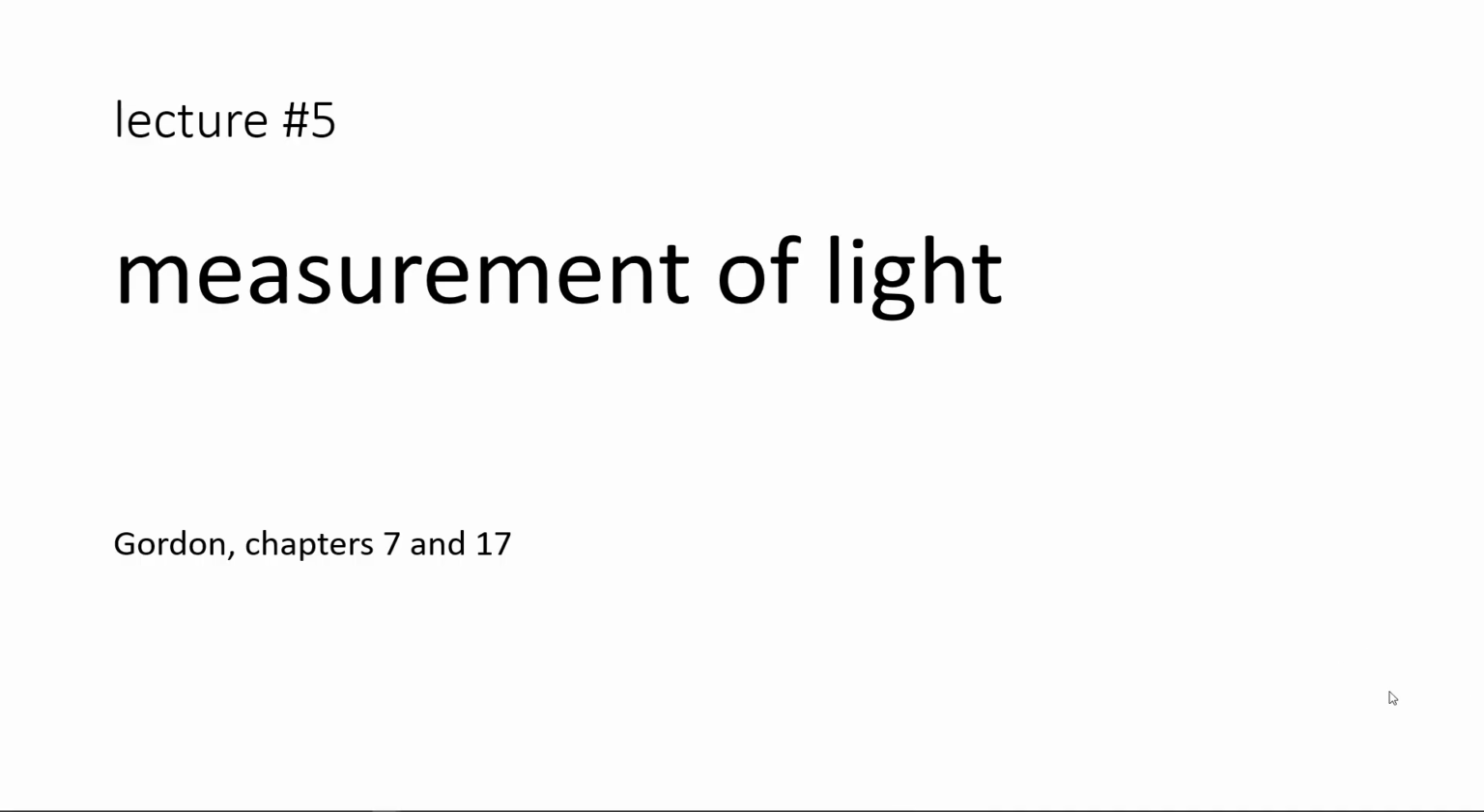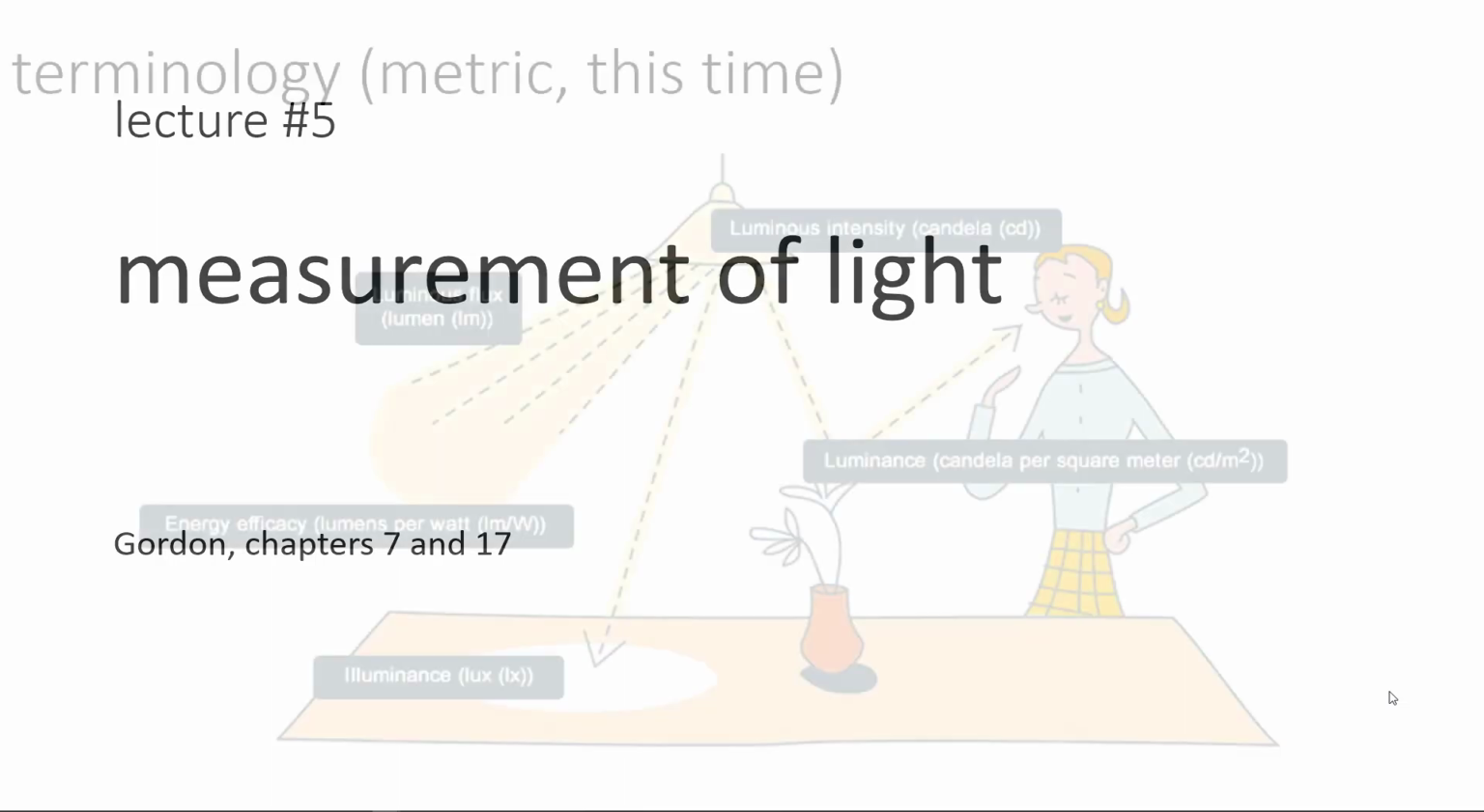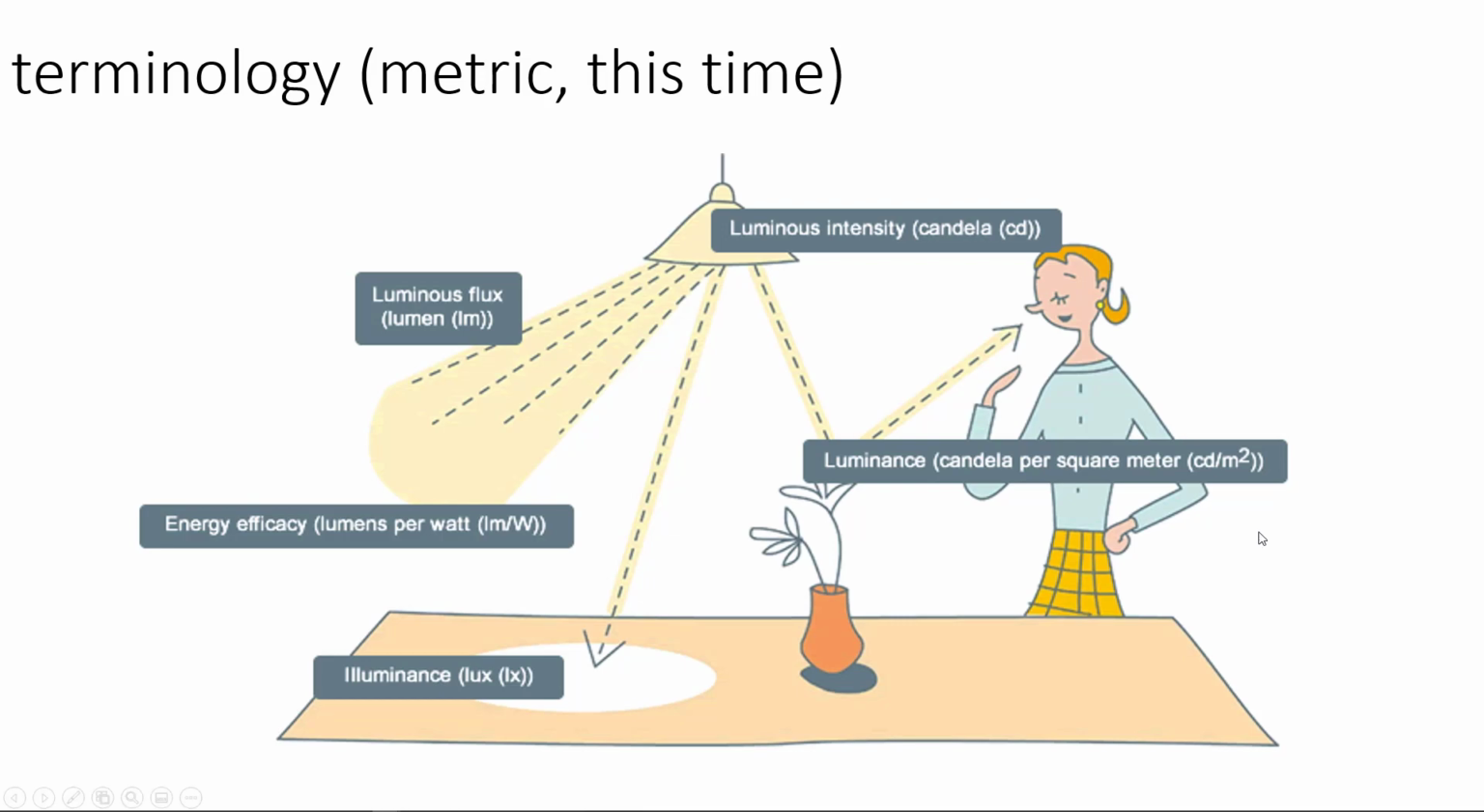Let's talk about the measurement of light. And this corresponds to chapters 7 and 17 in our textbook. Let's just review two key terms here before we jump into figuring out how to calculate these numbers.